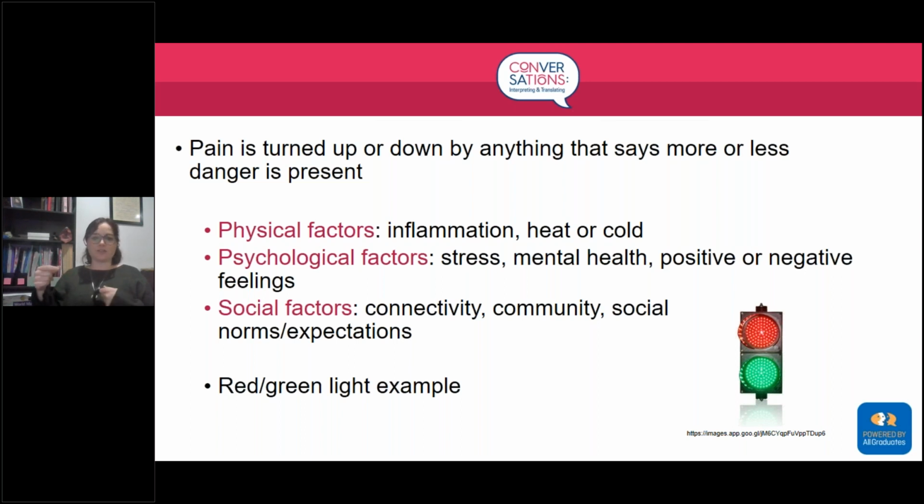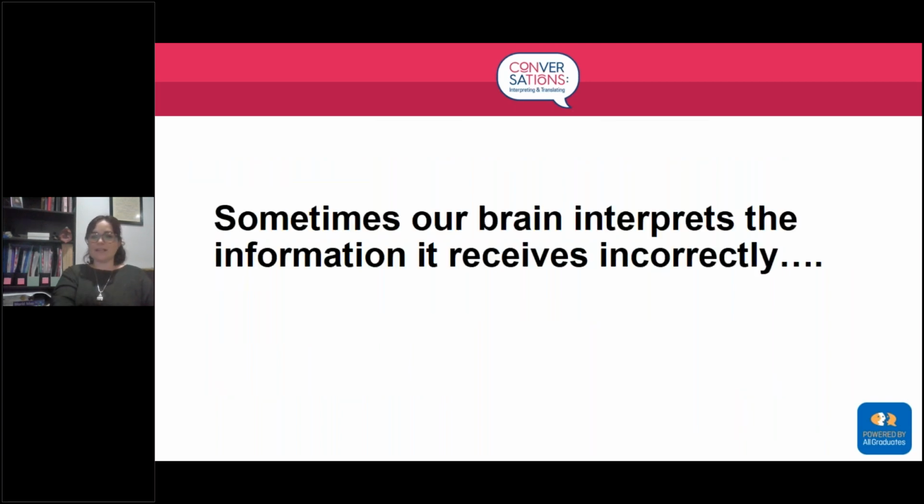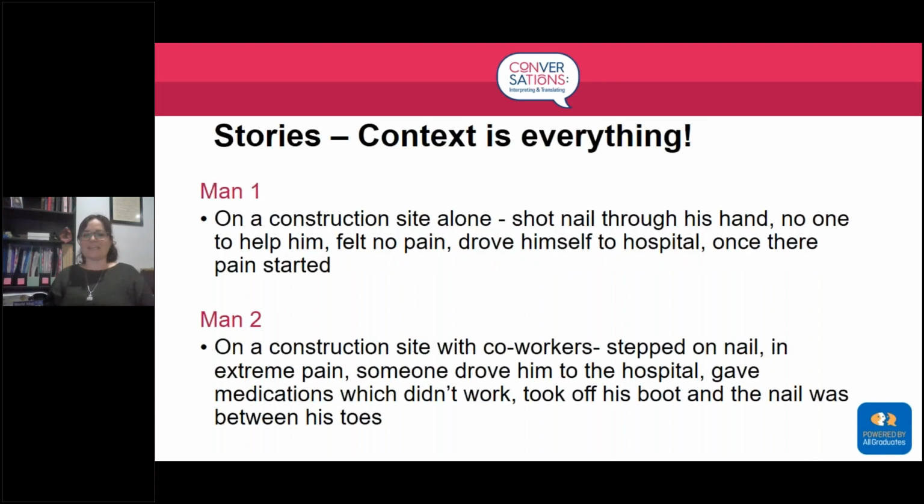And that's because we associate red with stop, danger, all of those things. So again, it primes our nervous system to go, oh, might be danger around. And now there's this cold stimulus, better feel some pain, just so you check out what's going on in that area and protect it if you need to. Sometimes our brain interprets the information it receives incorrectly. So that's a minor example of this, but we've got some stories here that really show how much context is everything when it comes to pain.